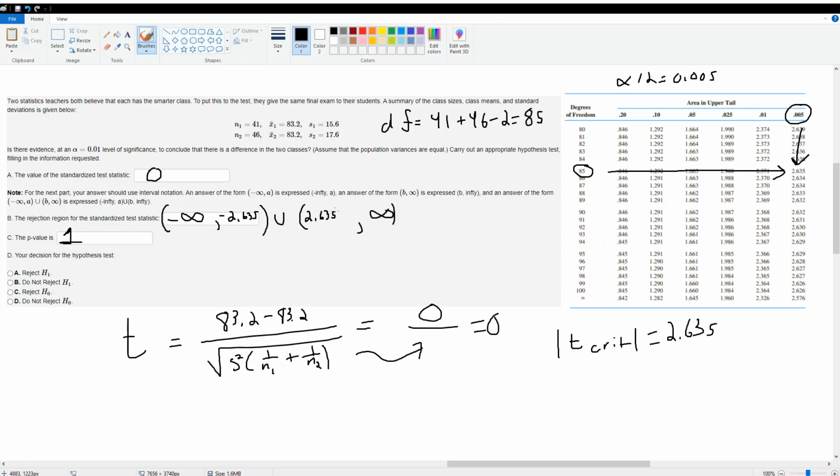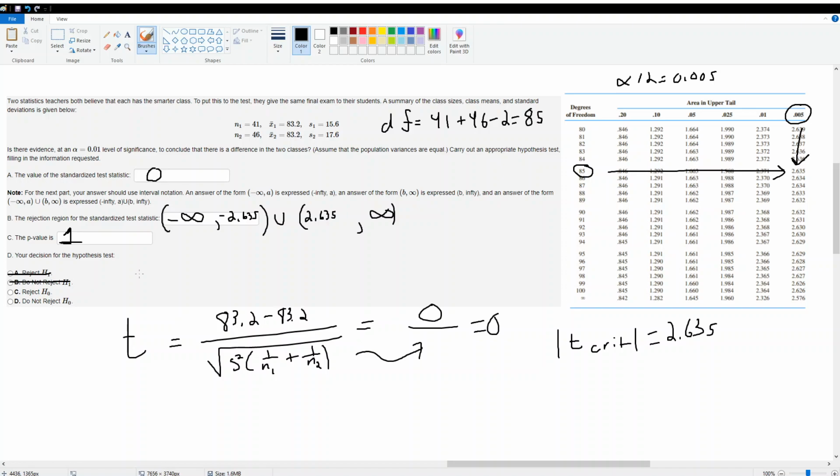Finally, do we reject or not reject? Well, no matter what, we never reject or not reject the alternative. It's only the null, so A and B immediately make no sense. Our p-value is obviously 1. There does not exist any confidence level where you reject that, so we're not going to reject based on the p-value.